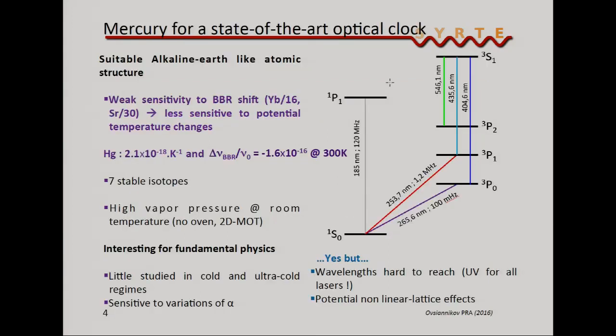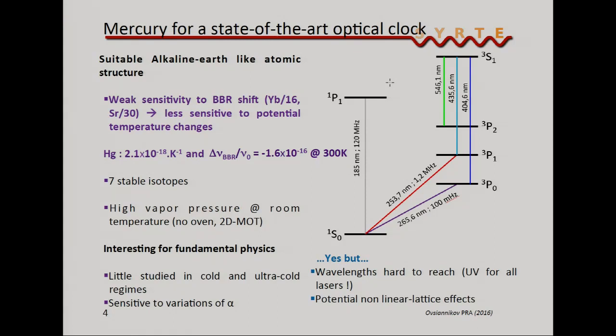So in the first part, in our case, we are using mercury atoms. Why did we choose the mercury atom? The mercury atom has a suitable alkaline-earth-like atomic structure, which is recalled on the right here. And the main point of using mercury is its weak sensitivity to the blackbody radiation shift. It means if we are able to control the temperature in the lab really well, this shift will be lower than for the other atomic species.